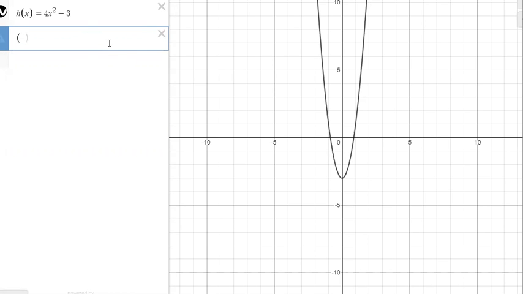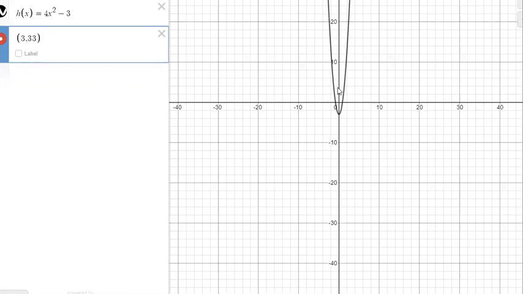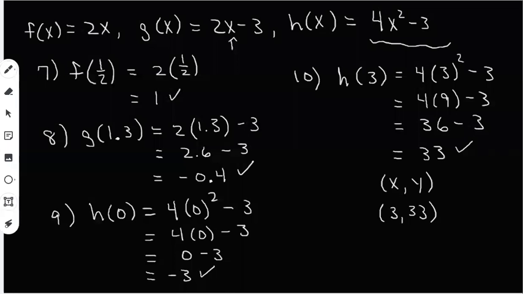We're going to graph the point 3 comma 33. And it's going to be a red point. So if we were to scroll out, keep on scrolling, there it is. The point is actually going to be on the graph. So that's one way you can check your answer. You can graph the function and then see if the point is actually on the graph. And it should be if you did it right. Okay, so that's 7 through 10, the problem set.